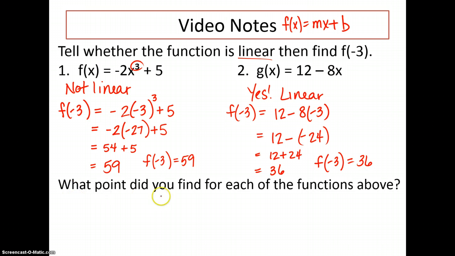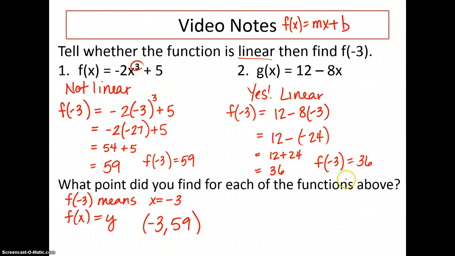From the last slide, we had talked about what point did you find for these functions. f of negative 3 equals 59. And since we know that f of negative 3 means x equals negative 3, and f of x, f of anything, is the same as y, then f of negative 3 equals 59 is the point negative 3, there's your x, 59, there's your y. So what point do we have here on number 2? Well, this is negative 3, 36.